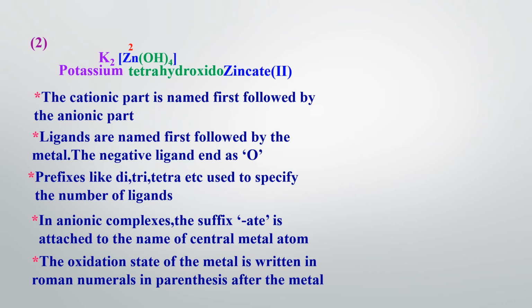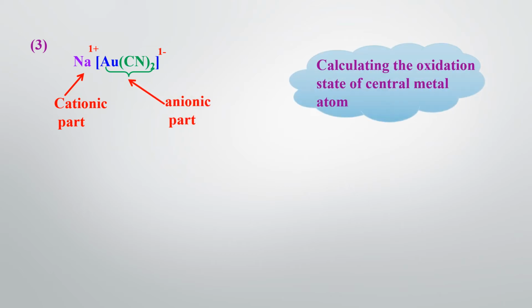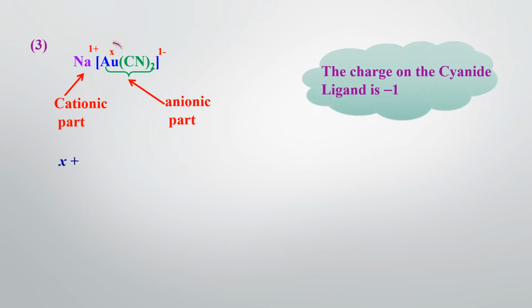Now see one more complex. Here also a counter ion is there, a positive ion, so it is also an anionic complex. Sodium is the cationic part and the complex is the anionic part, with plus 1 and minus 1 charge. According to the rules, first we have to calculate the oxidation state. Cyanide has minus 1 charge, so x plus minus 1 into 2 is equal to minus 1, then x is equal to 1. The oxidation state of the metal is 1.